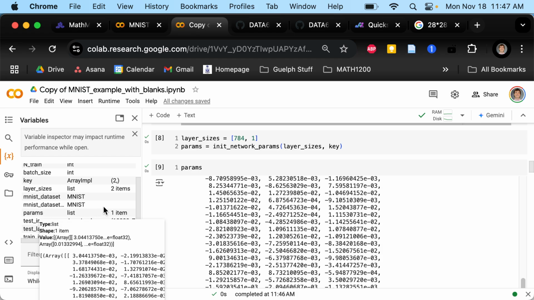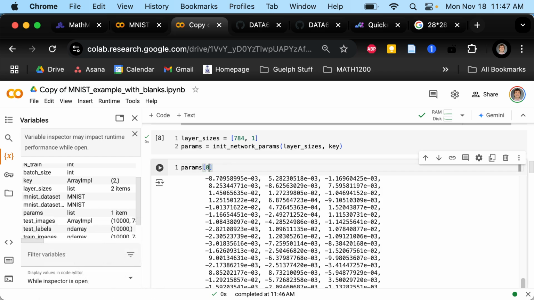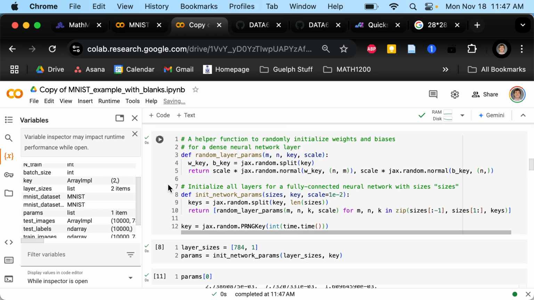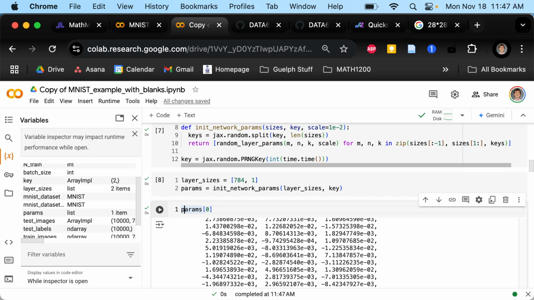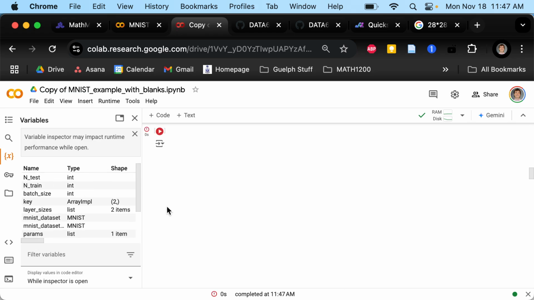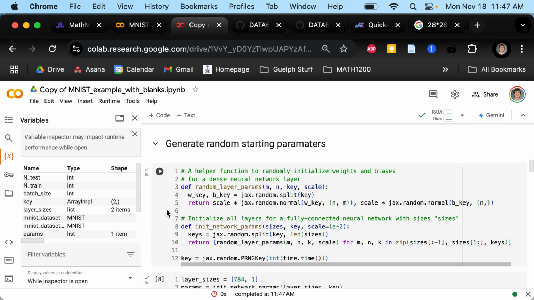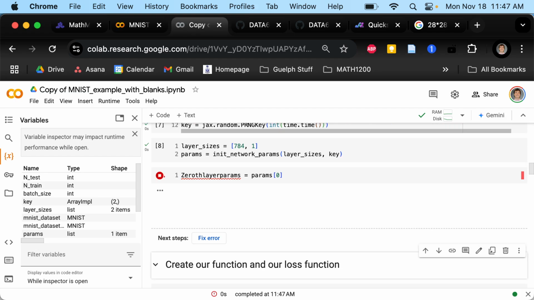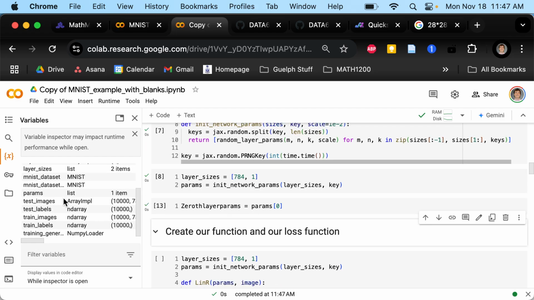So instead of doing parameters, why don't I do parameters of 0 and parameters of 1? So parameters of 0 is a thing. What is parameters of 0? Let's give it a name. Let's call it a 0th. I don't think you can start with a number. 0th layer params equals params of 0. And if I run this, oh no, did it complain? Okay, it doesn't like these. Okay, 0th layer params, and now I can look at it.